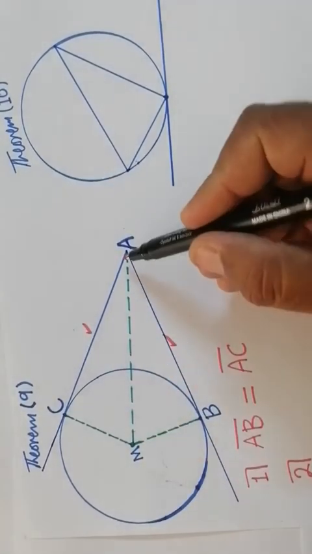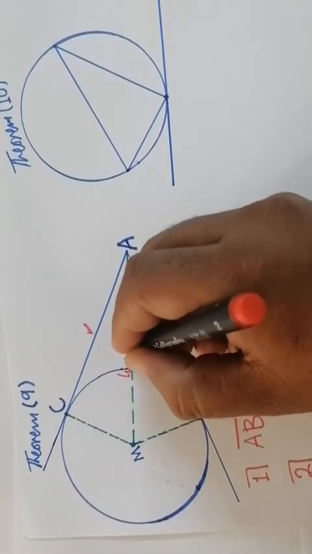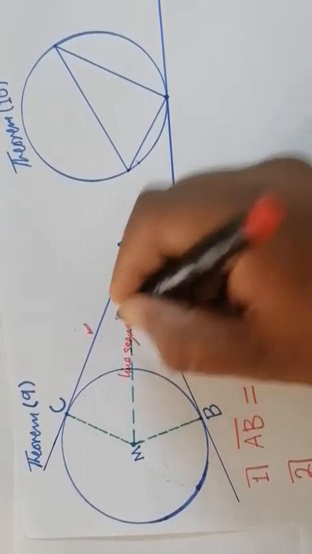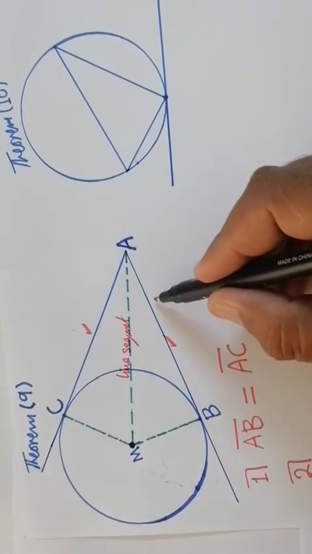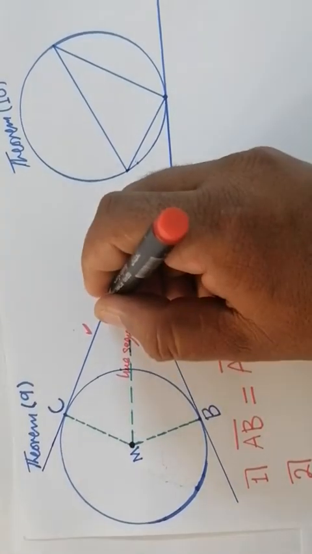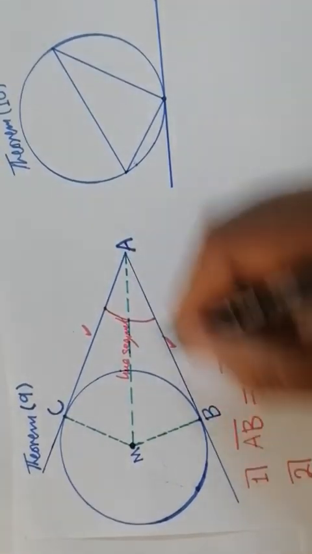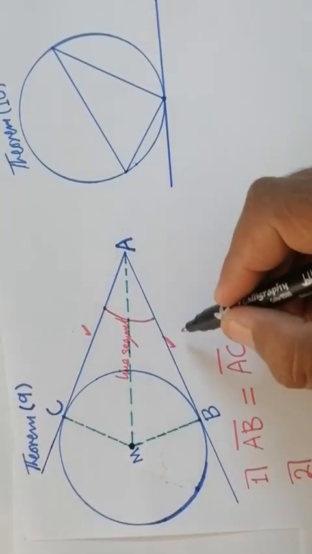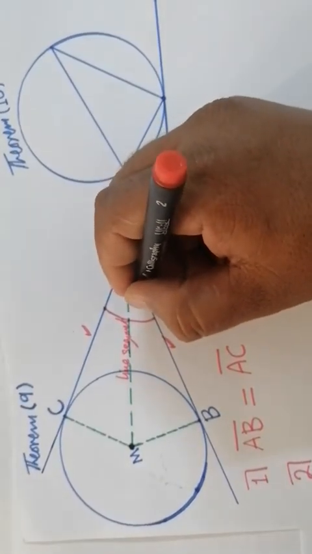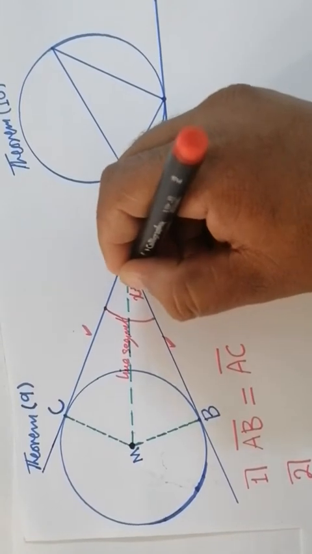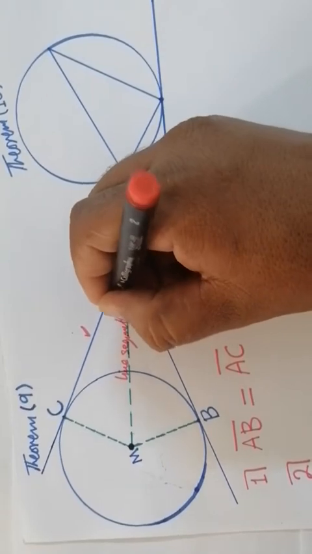Number 2, the line segment. Which line segment? I'm talking about AM, this line segment that joins the center of the circle with the intersection point of the two tangents. What does it do? Bisects the angle formed between them. Here, this angle BAC, it's formed between the two tangents. This line segment bisects it. That means this angle here, if you say it's x1, equals this angle here, x2. This is the idea.